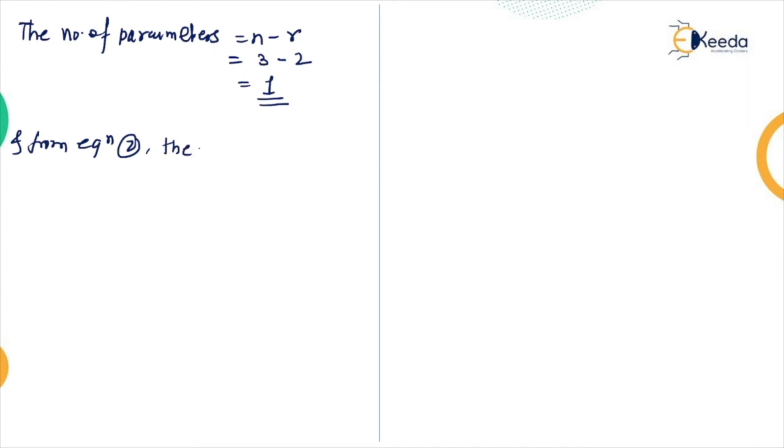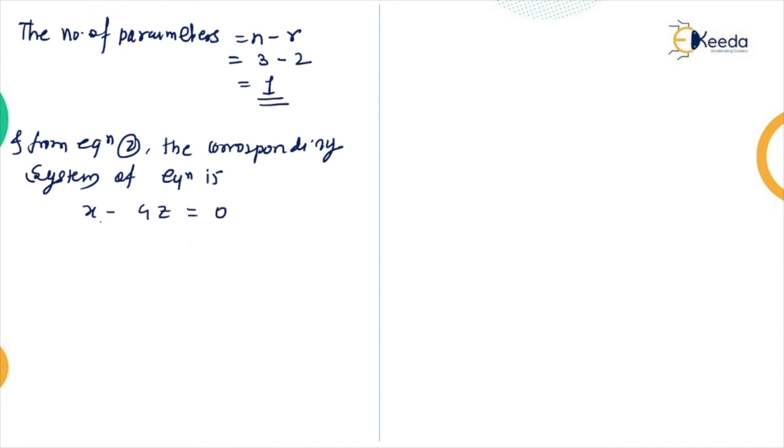the corresponding system of equations can be written. Since the element of y is absent, I am writing x minus 4z equal to 0, and y minus z equal to 0.